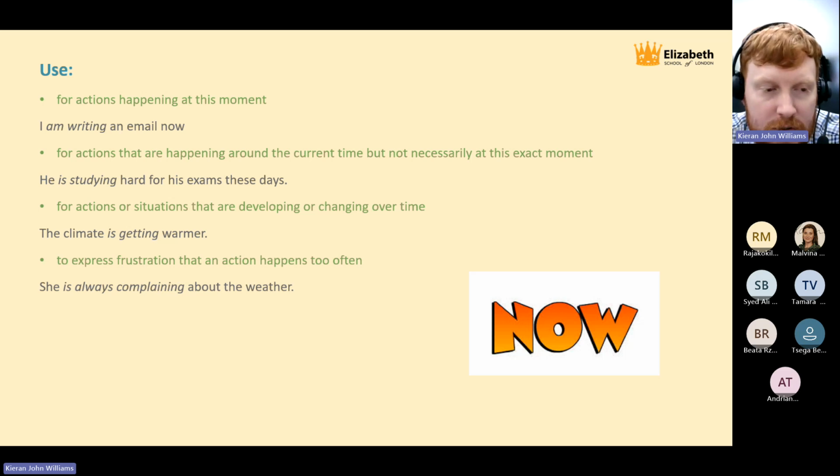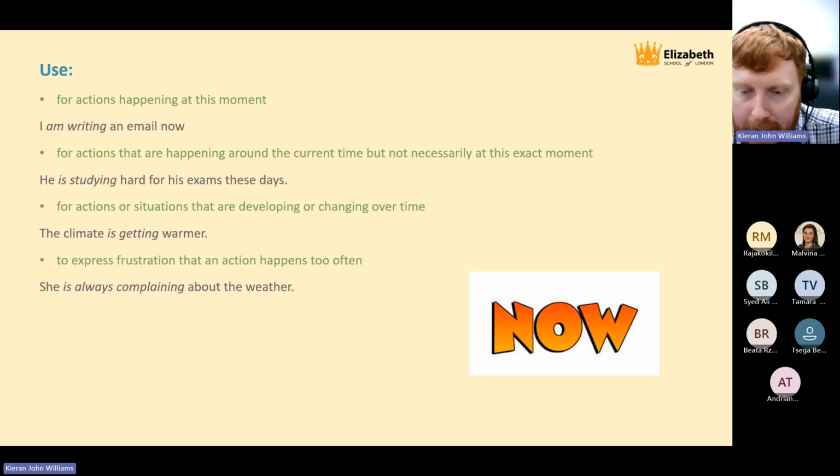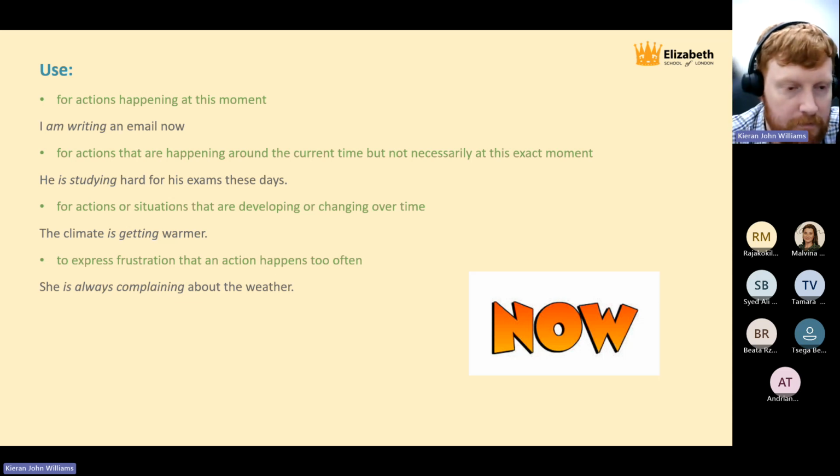Okay, so in that situation, the annoying thing is in the present continuous. So it could be, for example, your partner is always biting their nails. Okay, and you don't like it. So you would use present continuous for that.